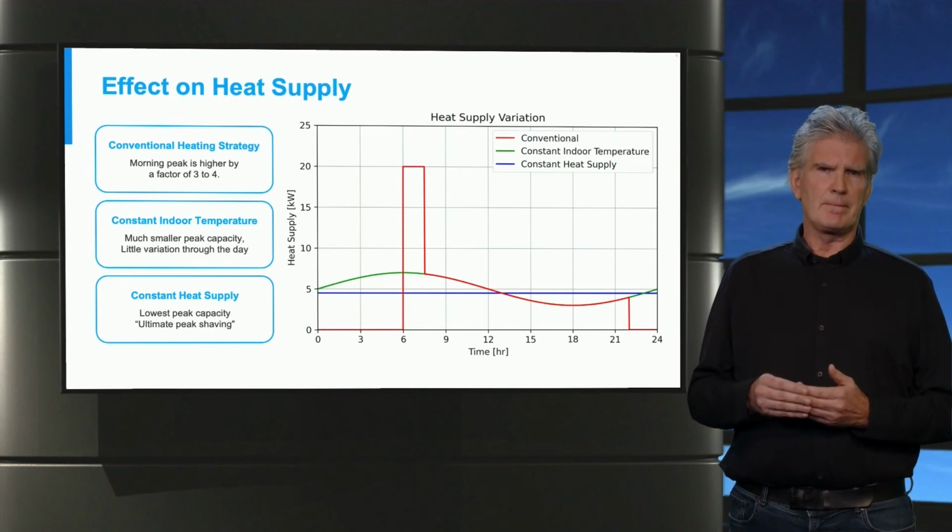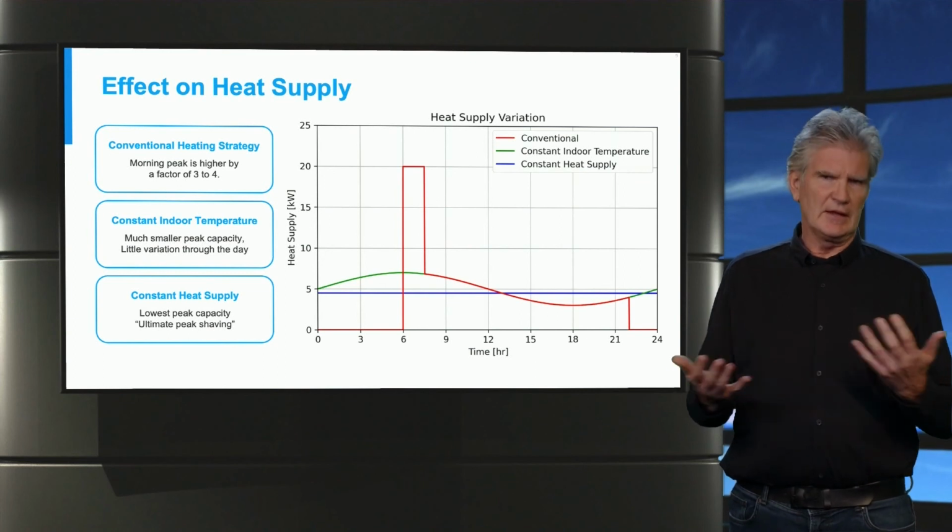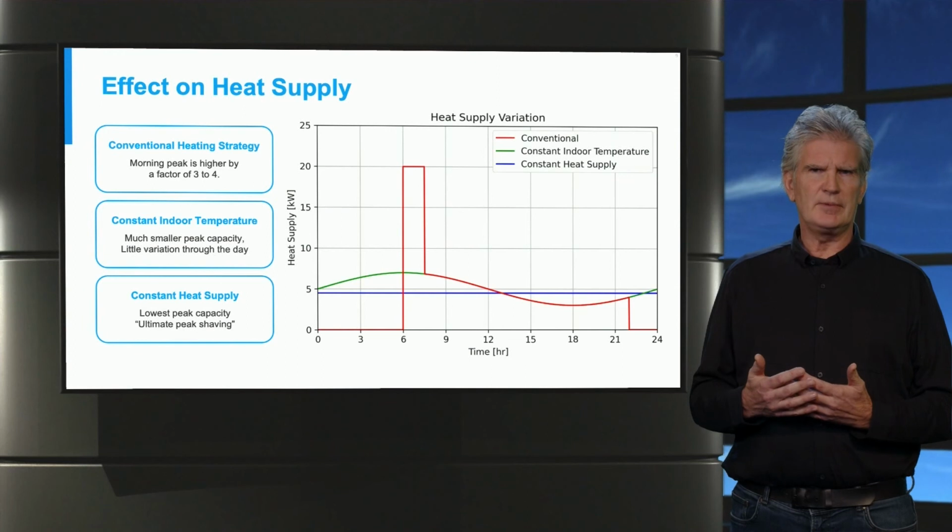The green line is for the constant indoor temperature, and you can see it's much less fluctuating in the heating demand. Now there is a more or less constant heat supply with variations dependent on the thermal time constant and the outdoor temperature. And obviously for the third strategy, the blue line, there is a constant heating demand during the day. And that's why it is referred to as the ultimate peak shaving strategy.